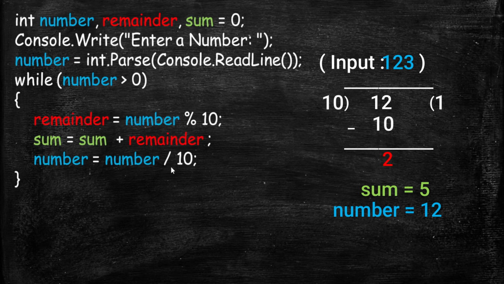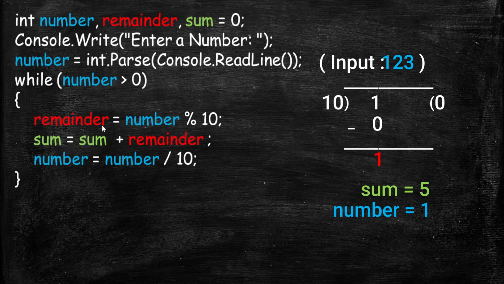Then we are using the same line of code to remove the 2 from the number. As you can see, the quotient is 1, and if we divide 12 by 10, we will get 1.2. So our number will become 1. Then this loop will run again, and this condition is true, 1 is greater than 0, and then we will divide 1 by 10. 10 multiplied by 0 gives us 0, and our remainder will be 1.